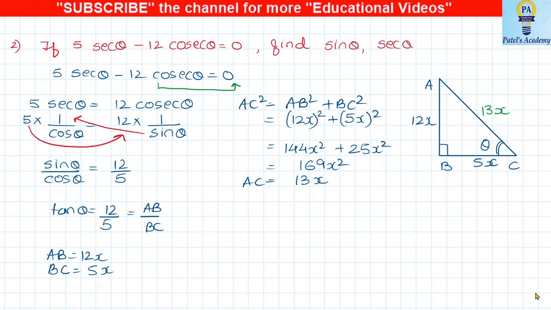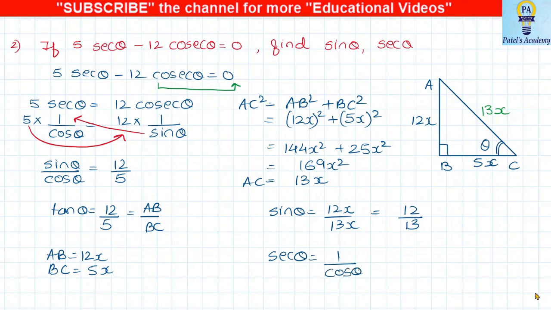Now whatever values you have to find out. We have to find the value of sine theta. Now sine theta is nothing but opposite upon hypotenuse, that is 13x. So 12x upon 13x. So the answer is 12 by 13. The next is sec theta. We know that sec theta is nothing but the inverse of cos theta. So if cos theta is adjacent upon hypotenuse, sec theta is going to be hypotenuse upon adjacent. So the answer is 13 by 5. Okay, so this is how we solve the sum.